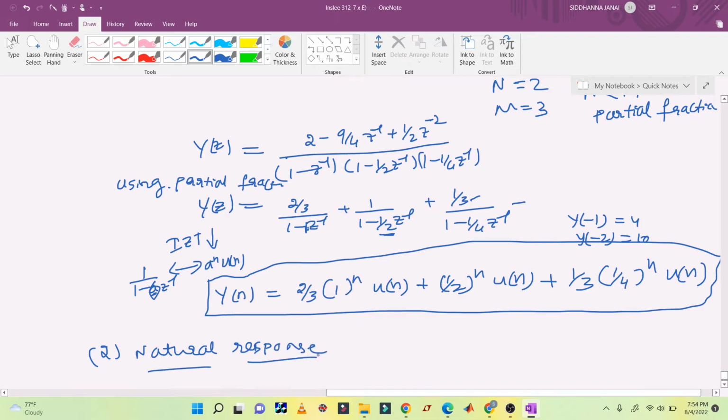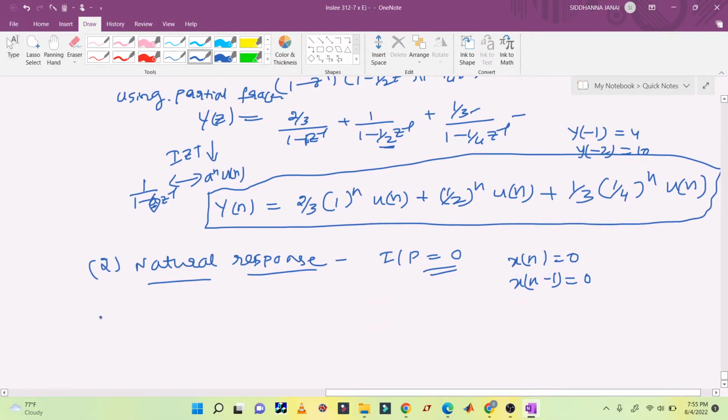Natural response means when input is 0, input is equal to 0. That means x of n is equal to 0, x of n minus 1 is equal to 0, and whatever the input terms, difference terms are there, they are all equal to 0. Okay, that is natural response.